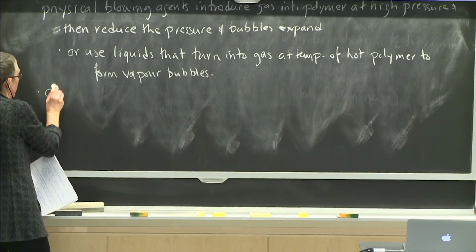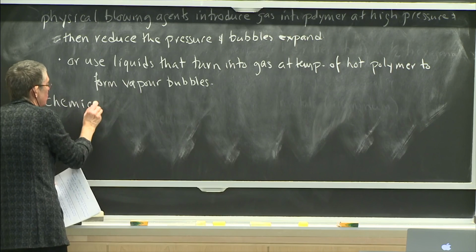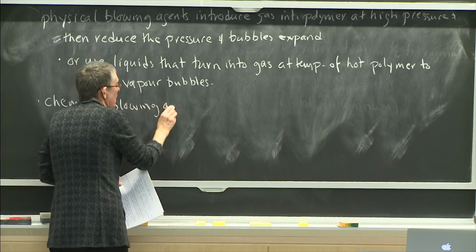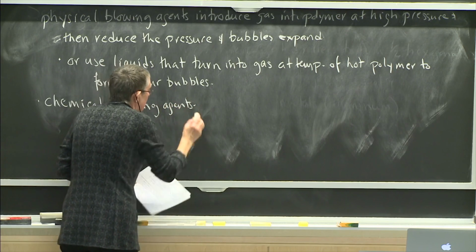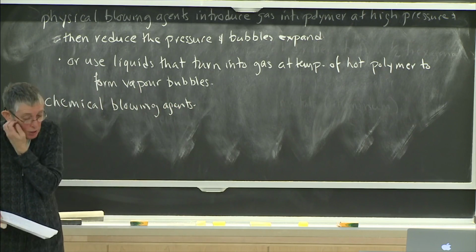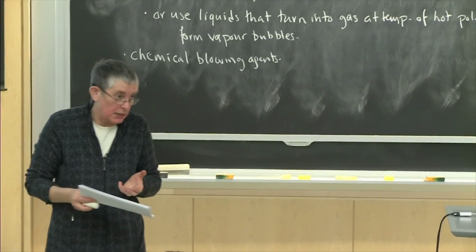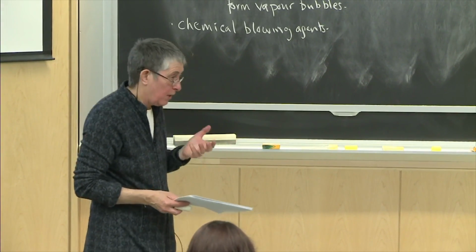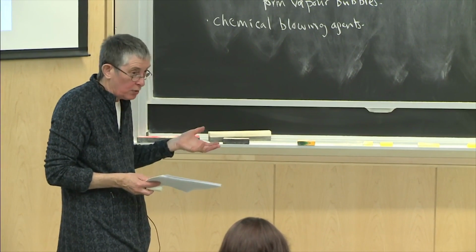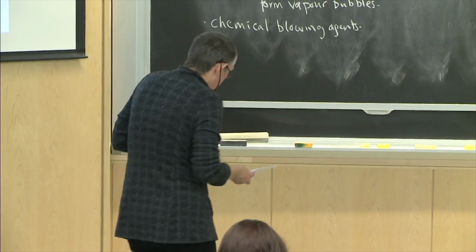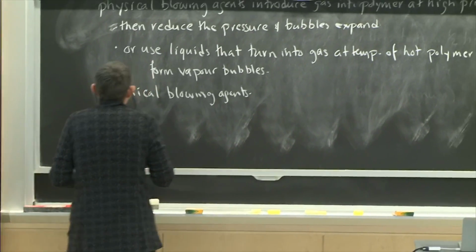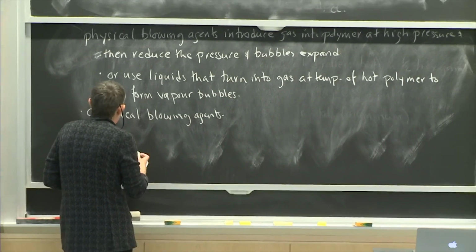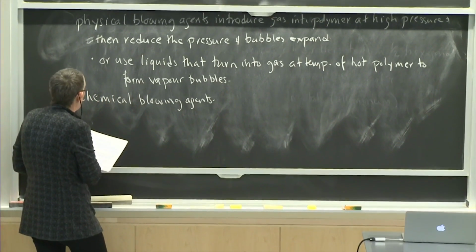And then the chemical blowing agents, there's a couple of different ways that those work. You can either use chemical blowing agents where you have two parts that react together to form a gas, and so that gas then blows the foam. Or you can have a chemical blowing agent that reacts with the polymer to form a gas, and then that blows the foam. So either way. And you can have them decompose on heating, so the same kind of thing evolves the gas when it gets into the hot polymer.